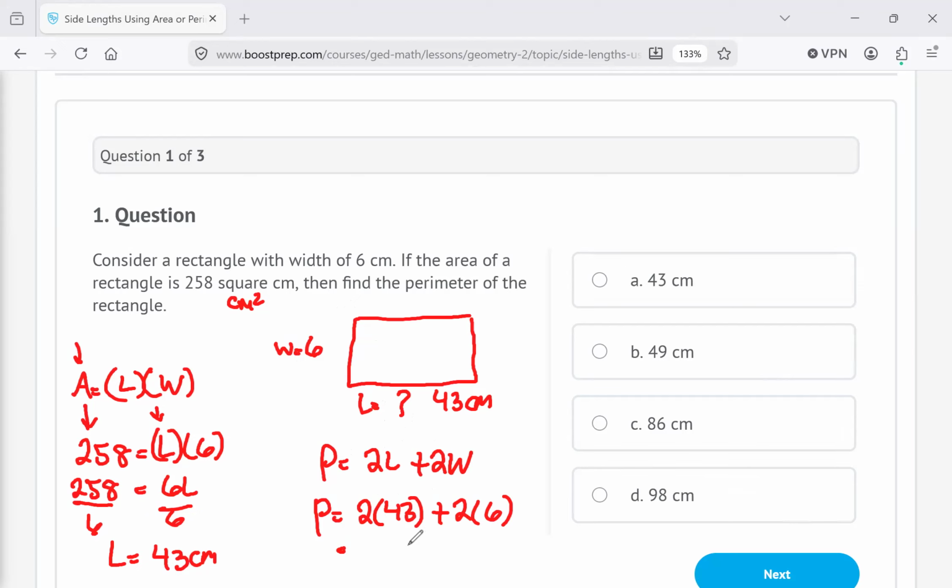and put it all together. That would give me 2 times 43 is 86. 2 times 6 is 12. That gives me a total value of 98. Okay, so that would be letter D.